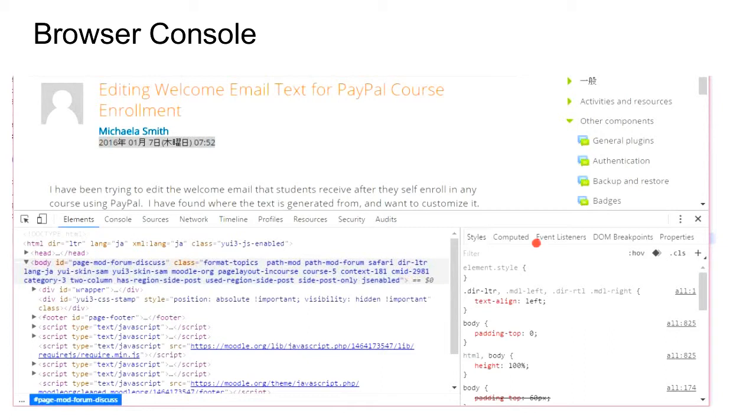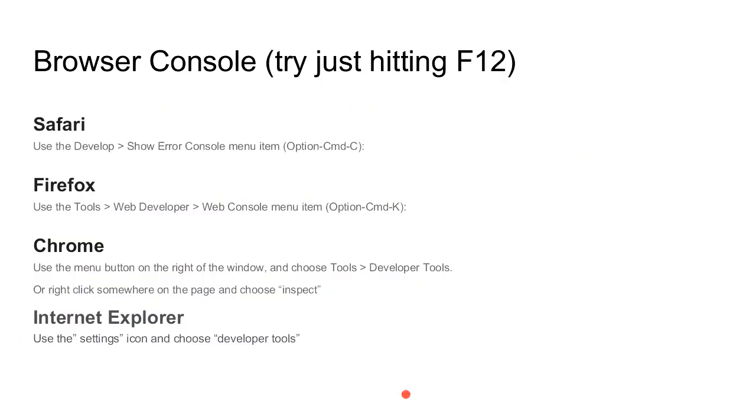But on the right-hand side, you can see the CSS styles that are applied to the currently selected text. And we can get in there and tweak those and mess with them. So good thing to do, and we're going to do that right now. To actually get a browser console, just try hitting F12, or I've actually written here some of the actual menu parts that you'll need to do to get there.